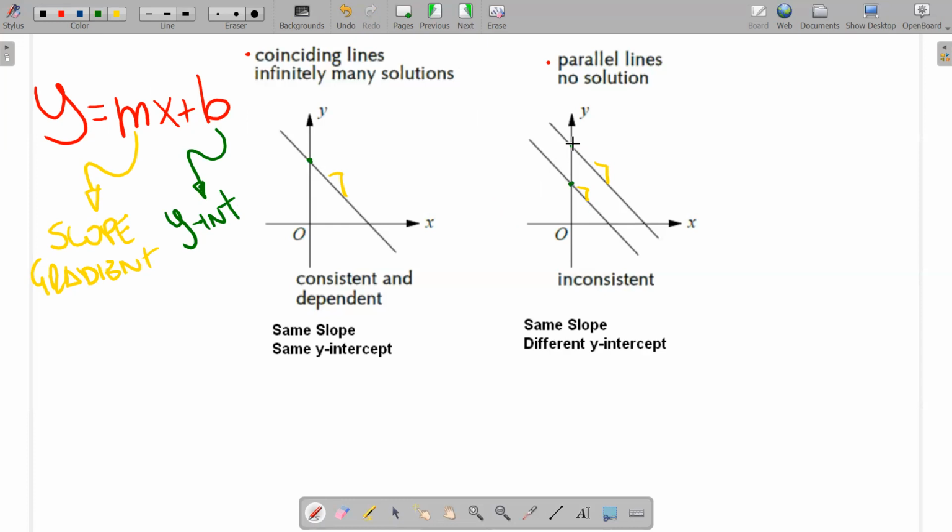Okay, if the two equations that we converted in slope-intercept format have same slope and same y-intercept, so basically they are the same, that's a case of infinitely many solutions. But if they have same slope, different y-intercept, like in this case, we have a case of no solution. That's how we find out if we are running into these two cases.